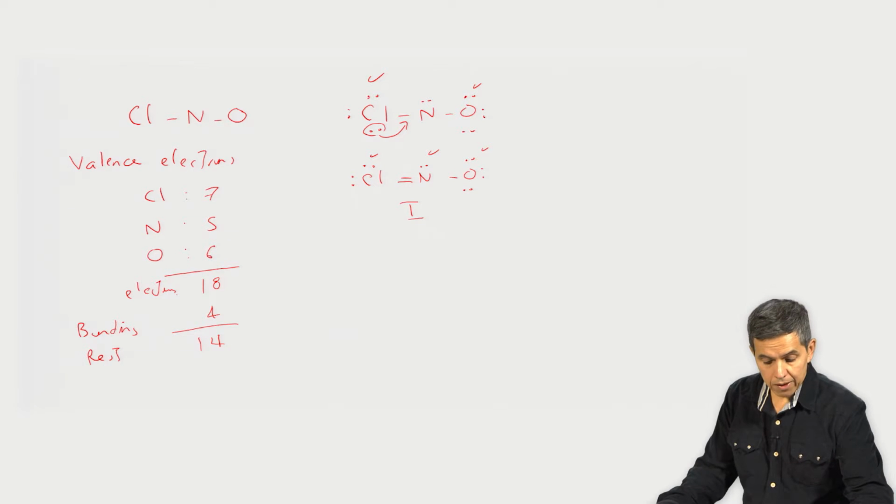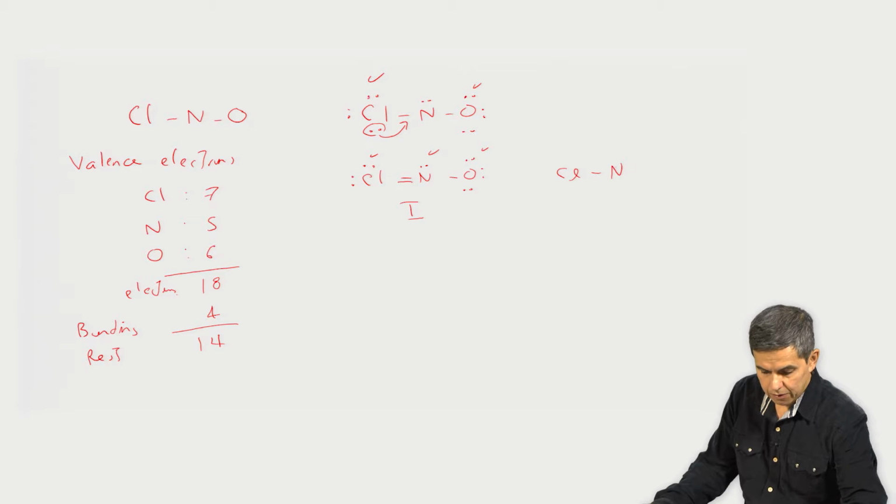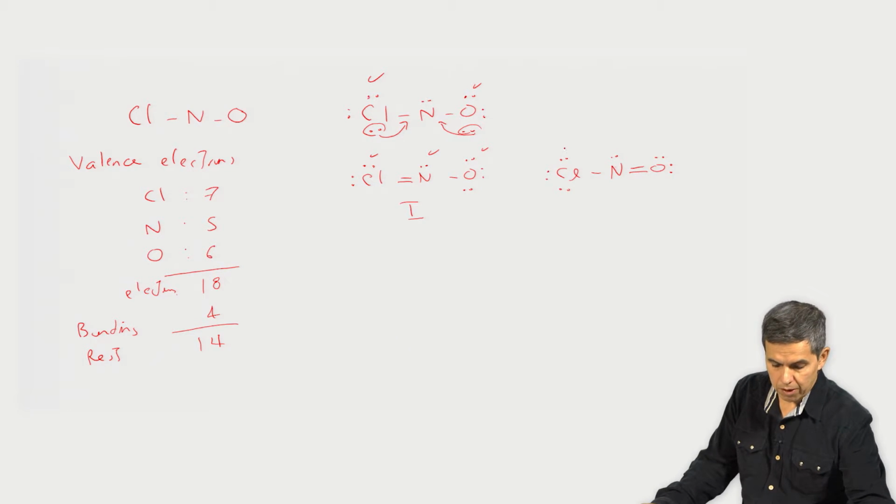Similarly, we can meet the octet rule by moving electrons from oxygen. So in this case, we will have 2, 4, 6 electrons from chlorine, 2, 4 from oxygen. We are going to move 2 electrons from oxygen to form a double bond with nitrogen. And again, we meet the octet rule for chlorine, for nitrogen, and for oxygen. This we're going to call structure 2.